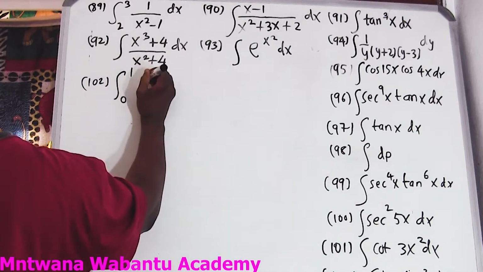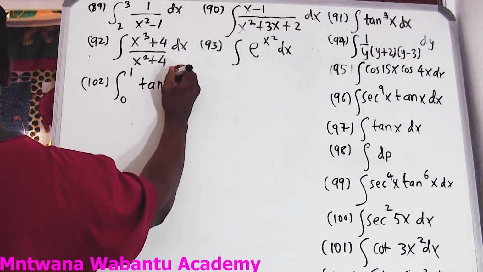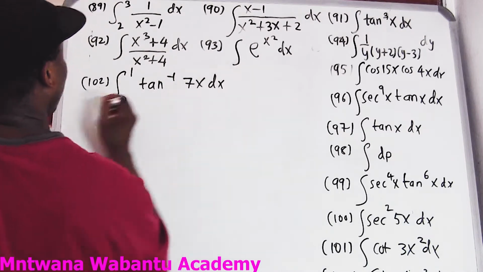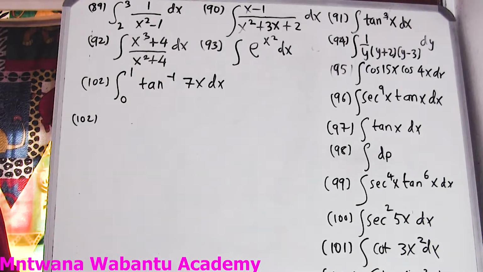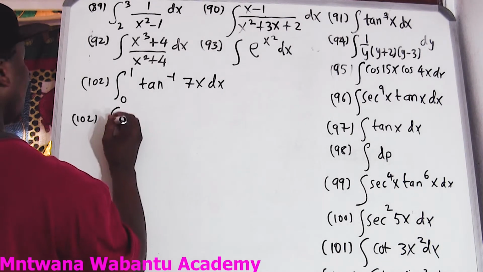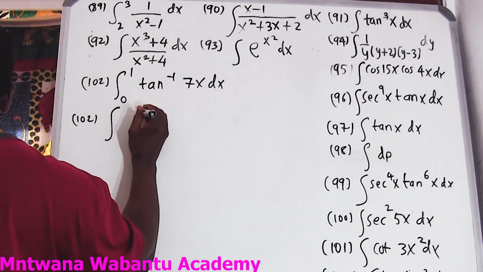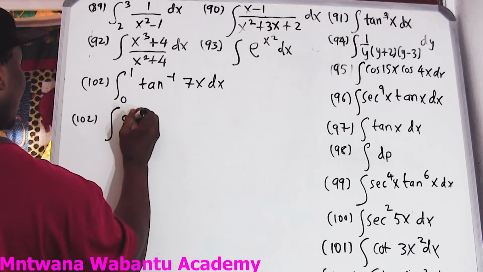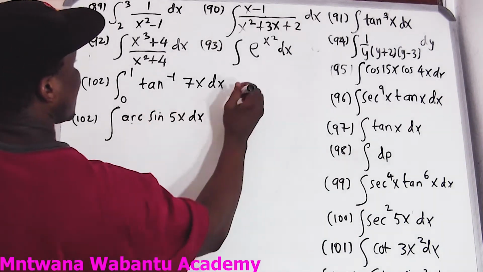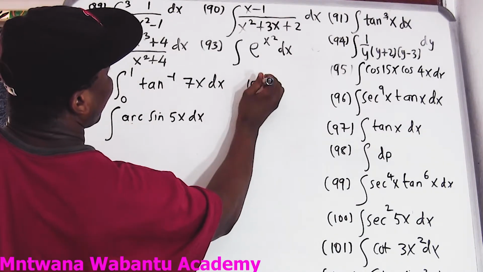Integral from 0 to 1 of tan inverse of 7x dx, 102. Integral of arc sine 5x dx. Okay, it's 103.